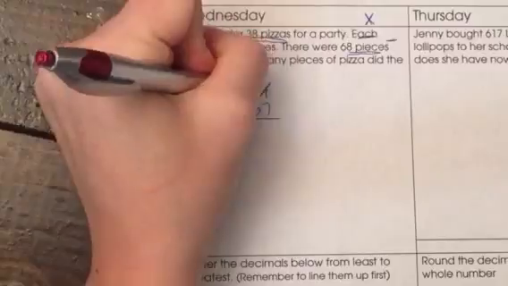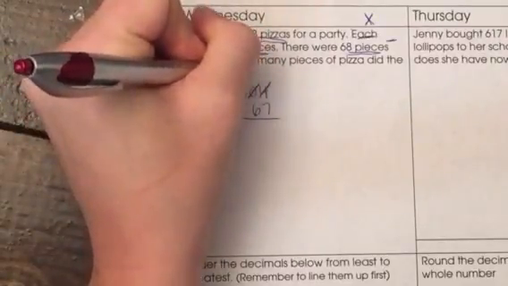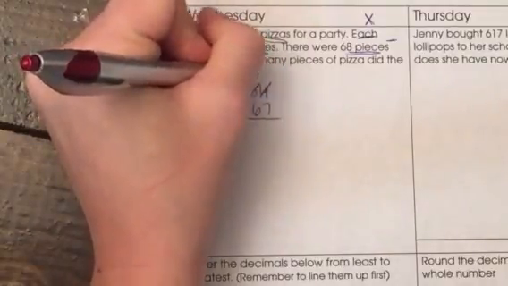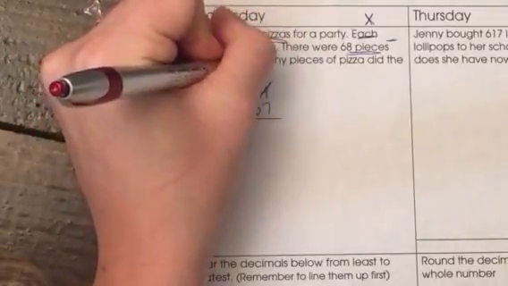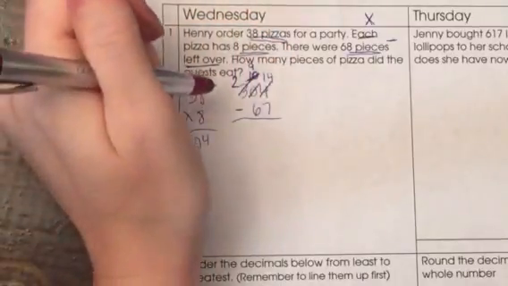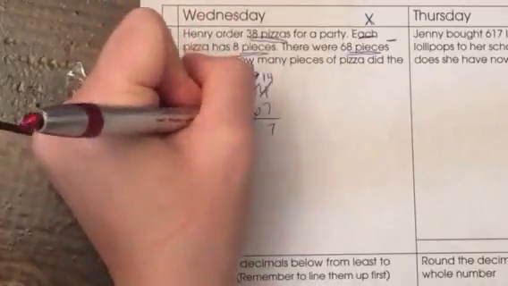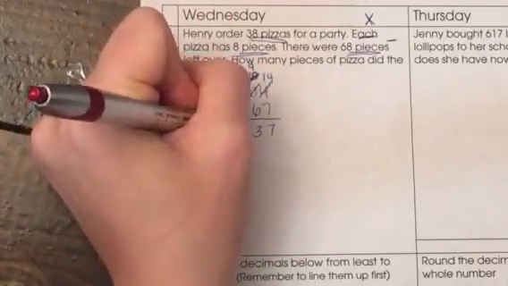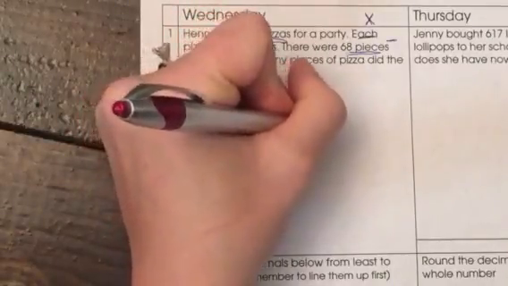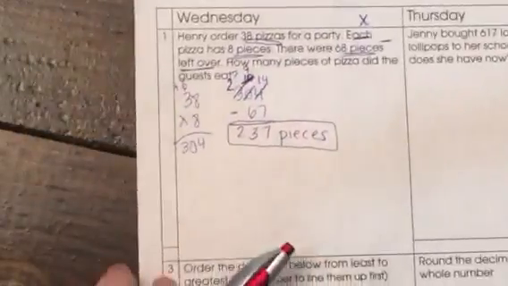You can't take away. That becomes a 2. This 2 gives a set of hundreds to the tens. But I still need to give them some, so I'm going to make that a 9, and the 4 becomes a 14. Because 4 plus 10 is 14. 14 minus 7 is 7. 9 minus 6 is 3. 2 minus nothing is 2. So they ate 237 pieces.